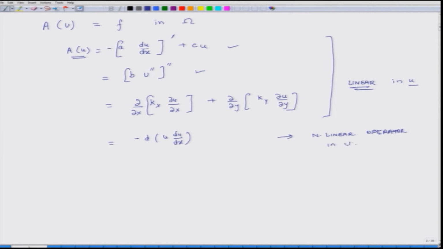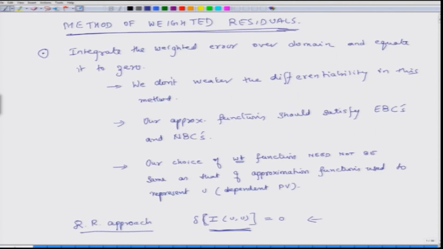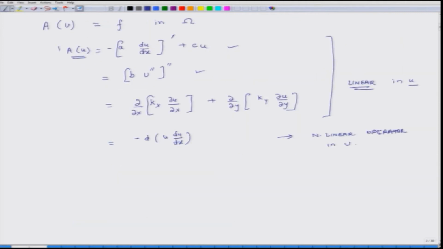It's a non-linear operator in u. So, the point I am trying to make is that this particular approach, the method of weighted residual approach, will be fine regardless of the nature of these operators. A Rayleigh-Ritz approach will work for this, it may work for this, but it will not work for this. But these weighted residual approaches may work for all sorts of situations.